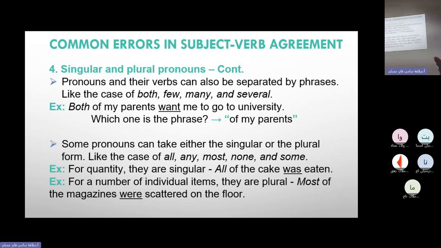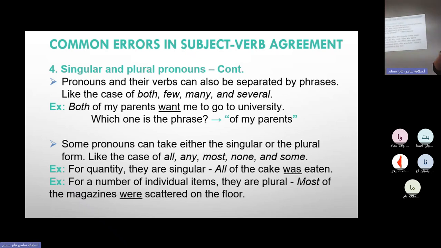Of my parents is the prepositional phrase. Both want me to go to the university. We can use it as in. Okay, this is the original sentence. Of my parents, this is the phrase.